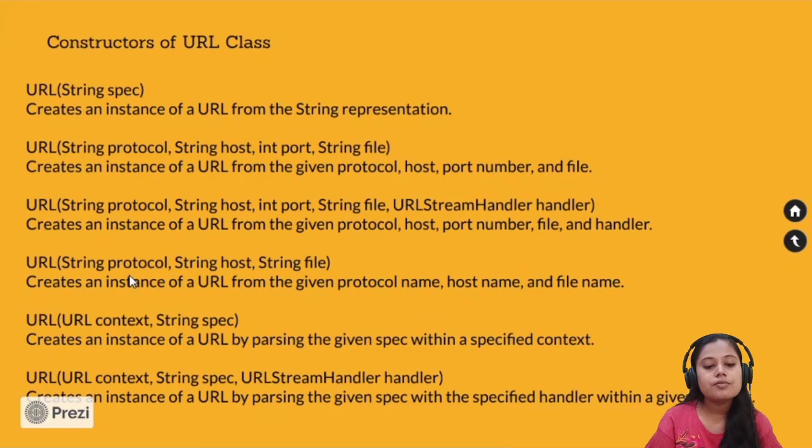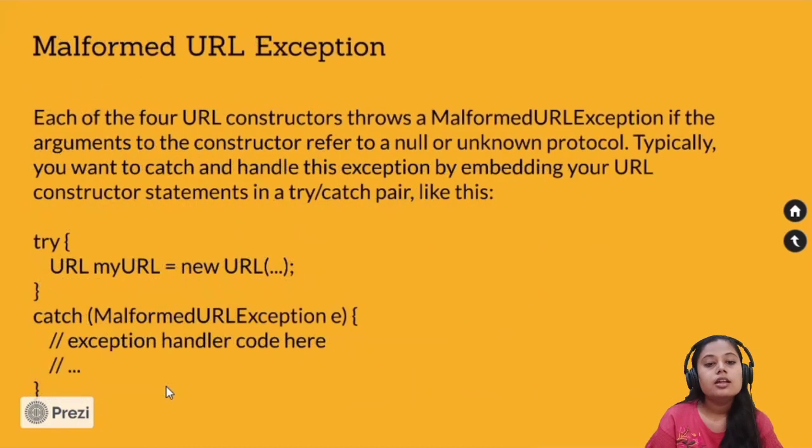It creates an instance of a URL by parsing the given spec within a specified context. The next constructor takes in 3 parameters: context of URL type, spec of string type, and handler of URLStreamHandler type. It creates an instance of a URL by parsing the given spec with the specified handler within a given context. Now, we will see the MalformedURLException.